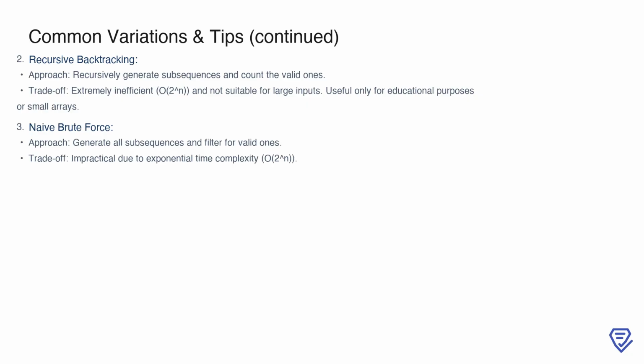small arrays. The second is naive brute force, which involves generating all possible subsequences and filtering for valid ones based on the 0-1-2 order constraint. Like backtracking, this approach is also impractical due to its exponential time complexity. While these alternatives can provide insights into the problem, they are not viable solutions for competitive programming or real-world input sizes. Instead, focus on optimized dynamic programming for efficiency and scalability.